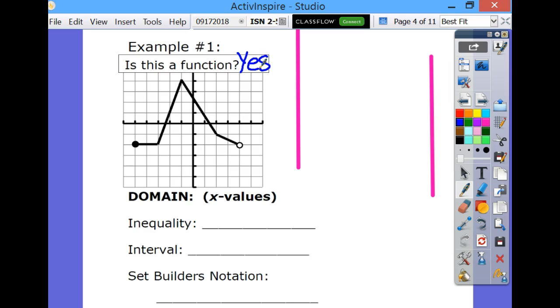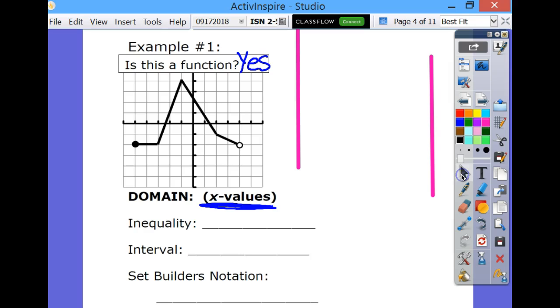Okay, so next, we are going to write the domain. We're going to write the x values in terms of inequality, interval, and set builder notation. 3 different notations to say the same thing. Now, what is domain? X values, left to right.